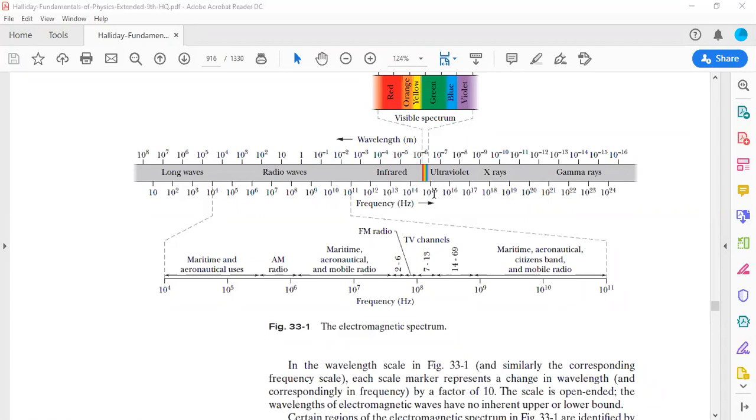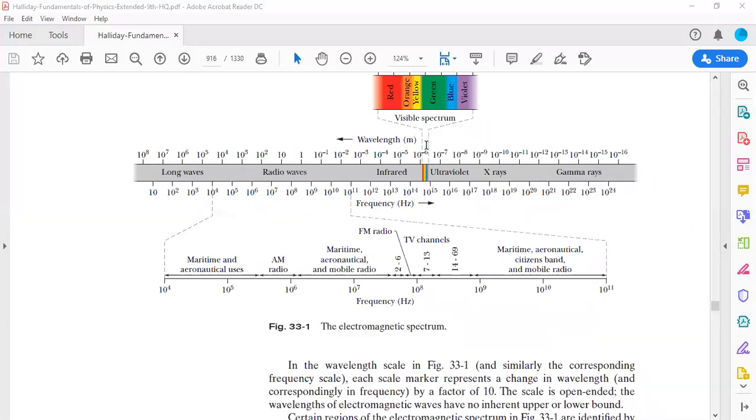When you convert frequency into energy, E is equal to h f, or using any other relation, v is equal to f lambda. Yes, v is equal to f lambda. So you can convert wavelength into frequency and then frequency into energy. As we move from left to right, not only does the frequency increase, it means the energy of the radiation also increases significantly.